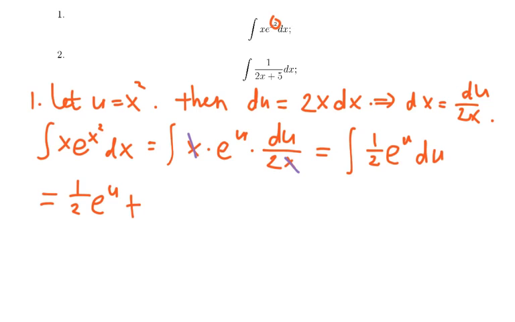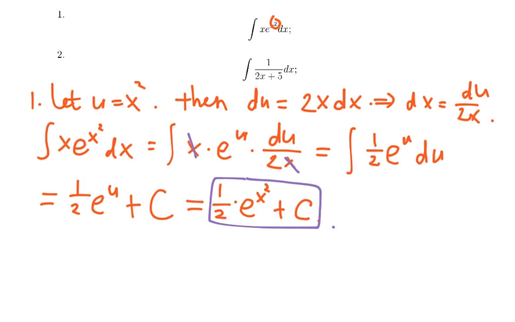If you're looking for an indefinite integral, always remember you're going to add a constant. So the result will be 1/2 times e to the u plus c. But u is not in the original problem, so we're going to replace u by x squared. That is 1/2 times e to the x squared plus c, and this will be our final result.